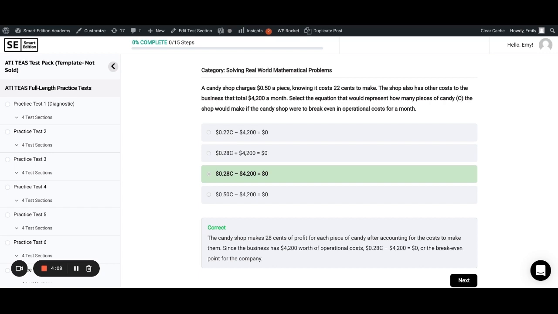And since the business has $4,200 worth of operational costs a month, 28 cents per piece of candy minus 4,200 equals 0 would be the break-even point for the company. And that's how you would have to write down that problem.